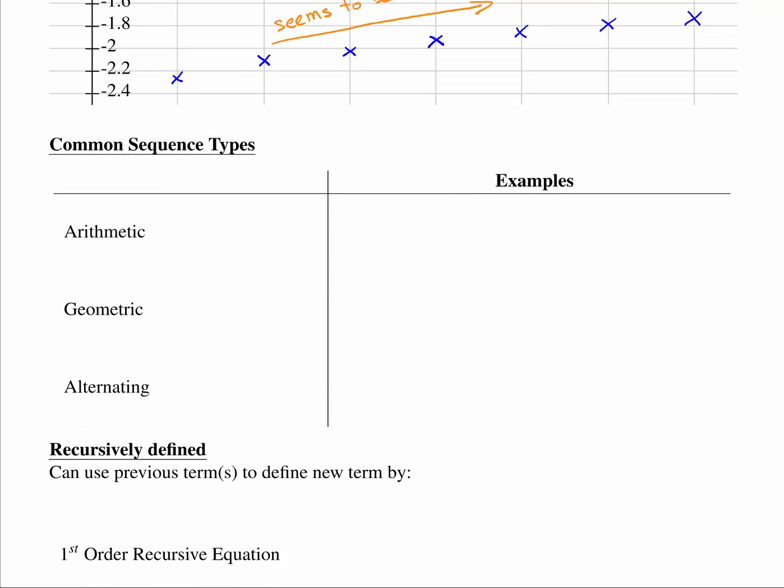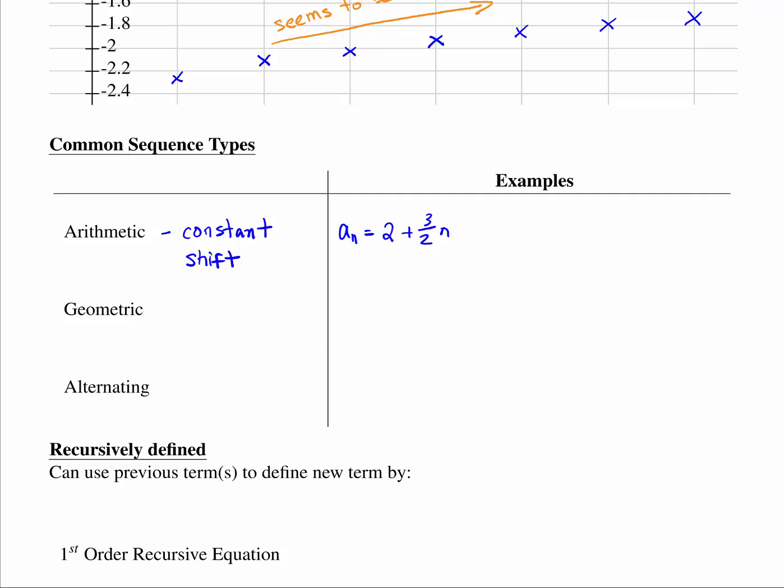There are some common sequence types to keep in mind. For example, an arithmetic sequence is one that starts with a number and then adds a constant shift. So for example, we could define a_n, the nth term, as 2 plus 3/2 times n. That constant shift would be 3/2. It doesn't have to be positive. It doesn't even have to be rational.